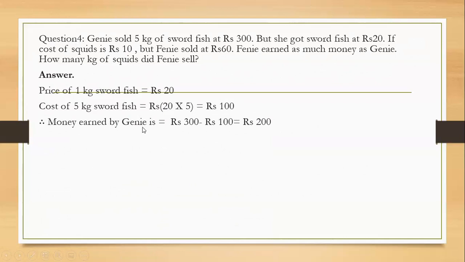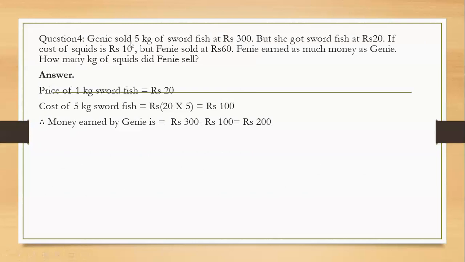Money earned by Ginny is 300, because this is the price at which Ginny is selling, rupees 300, but she bought it from the local market at rupees 100. So the selling price minus the cost price will give you the profit. This is the money earned by Ginny. 300 minus 100 is a 200 gain earned by Ginny.